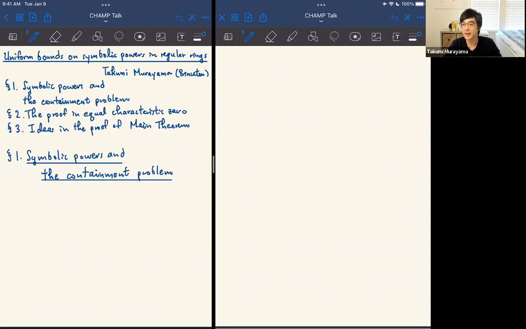So today I'm going to talk about uniform bounds on symbolic powers in regular rings. In particular, I'm talking about my solution to an open question due to Hochster and Huneke about what the title says, and it's been open for 2 decades.